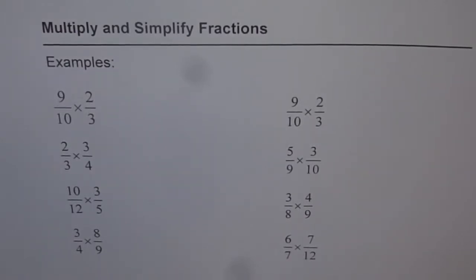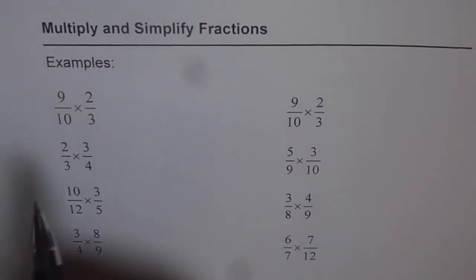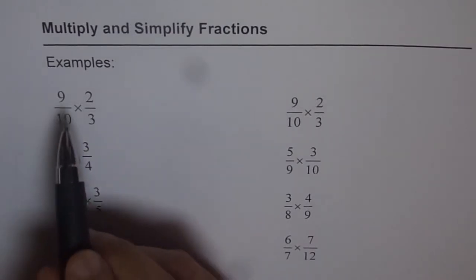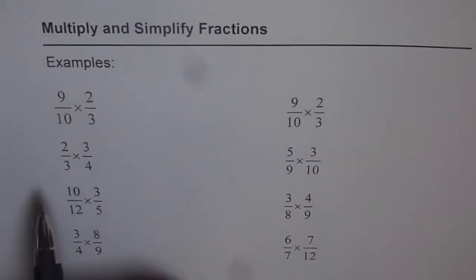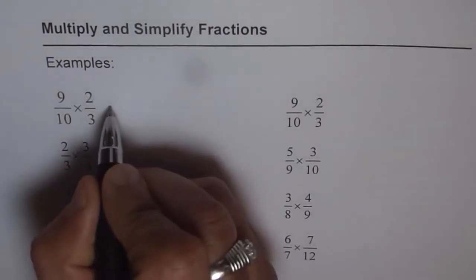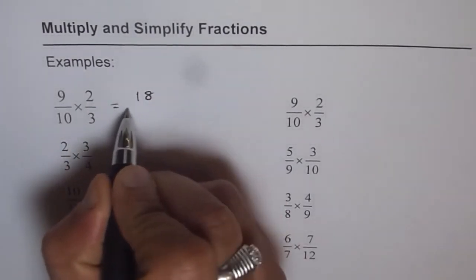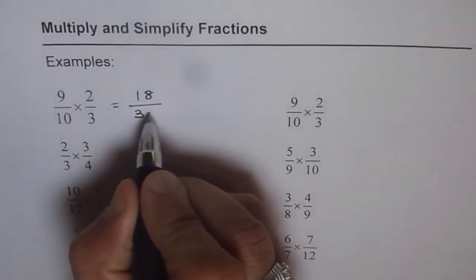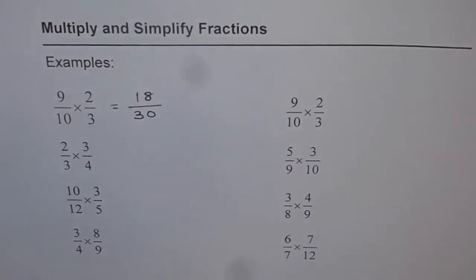Multiply and simplify fractions. Here are examples to understand how to multiply fractions and then simplify them. Okay. So the first one is 9 over 10 times 2 over 3. To multiply fractions, you need to multiply numerators together and then denominators. So 9 times 2 is 18. So I can write this as 18 divided by 10 times 3 is 30. So that is how you multiply fractions.